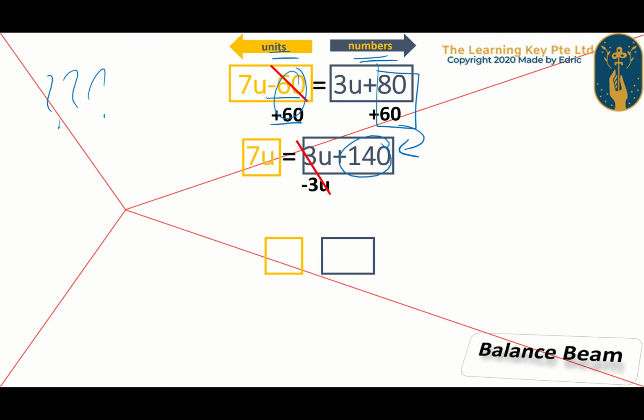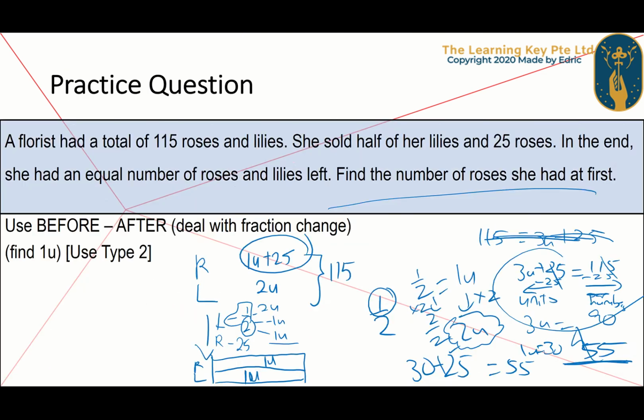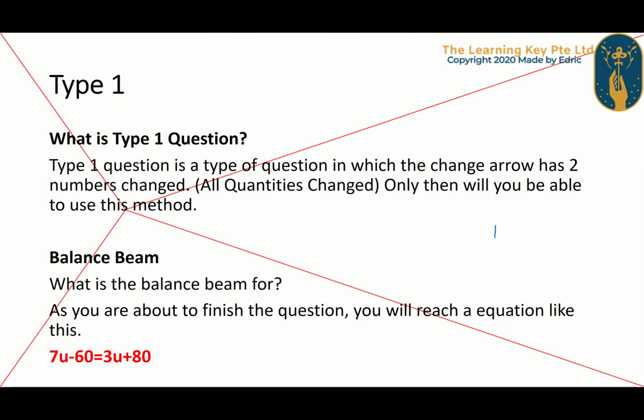So I minus 3 units, so now this becomes 0 units, and I also have to subtract 3 units here. So I will get 4 units equals 140, which gives 1 unit equals 140 divided by 4, which is 25. So this is an example of what you should do, just like what I did just now. As you can see here, it's just that I didn't do the units and parts part.